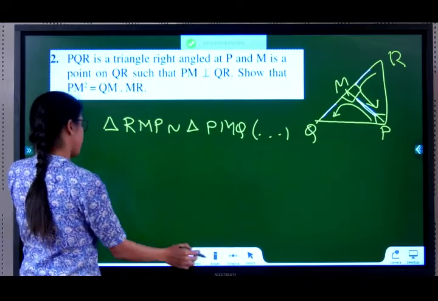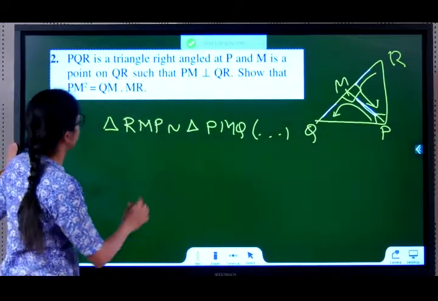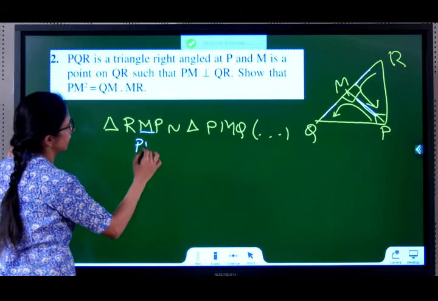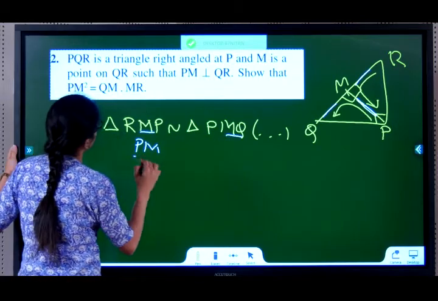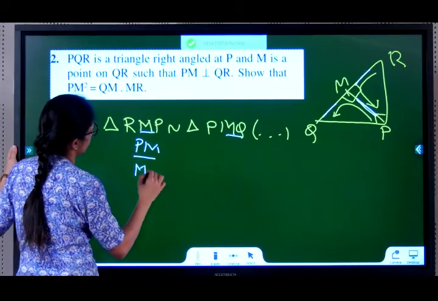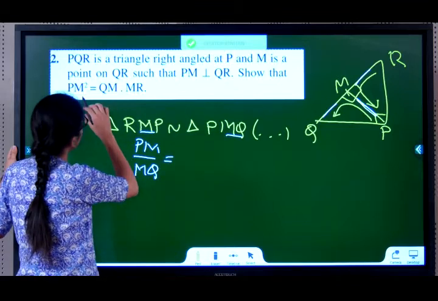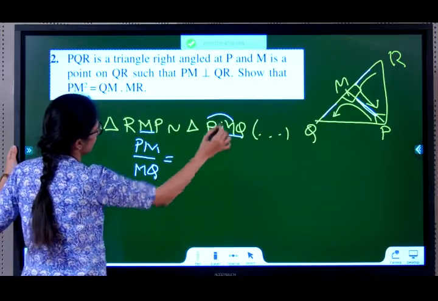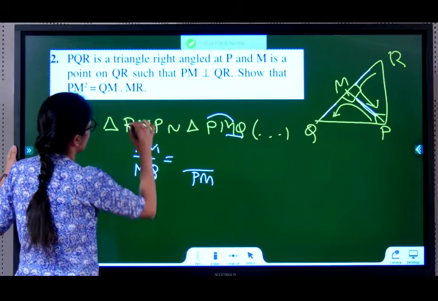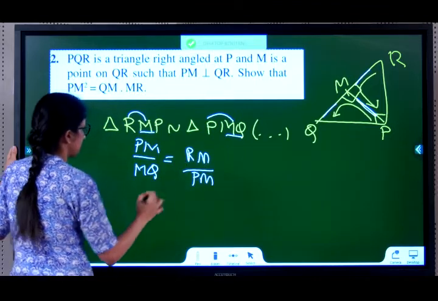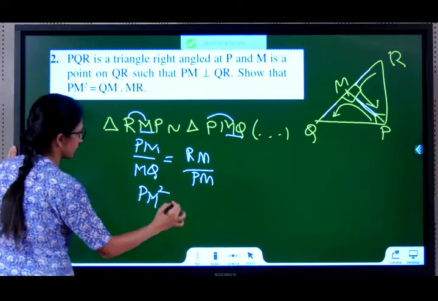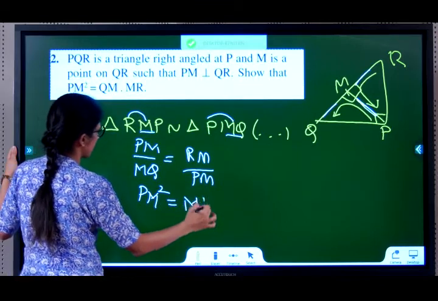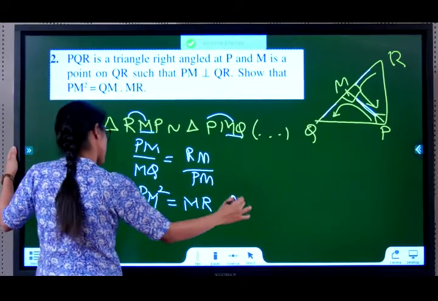So now we want PM. So here I get MQ. I want one more PM for PM square, so take the PM from here, RM. Multiply. PM square is equal to RM, which can be written as MR, into MQ, which can be written as QM.